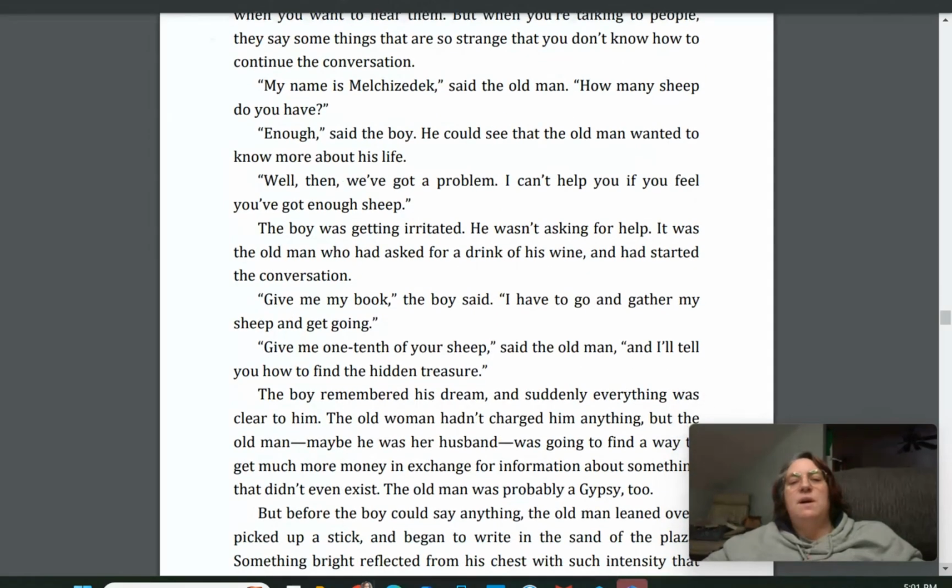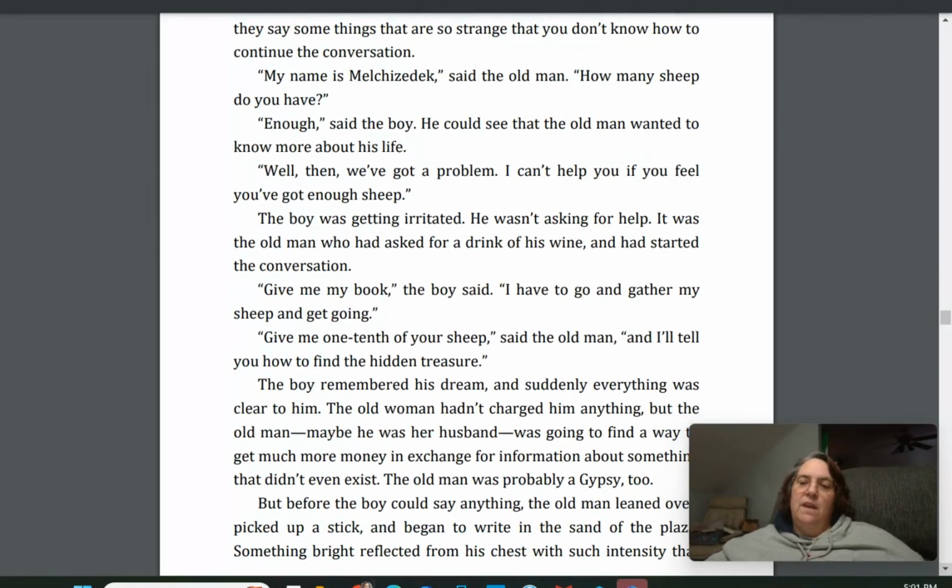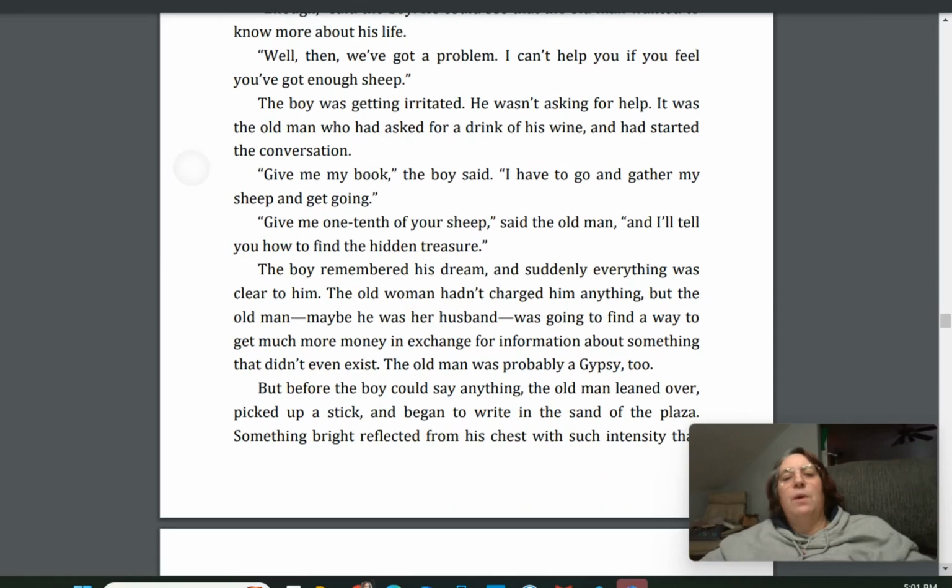My name is Melchizedek, said the old man. How many sheep do you have? Enough, said the boy. He could see the old man wanted to know more about his life. Well, then we've got a problem. I can't help you if you've got enough sheep. The boy was getting irritated. He wasn't asking for help. It was the old man who had asked for a drink of his wine and started the conversation.